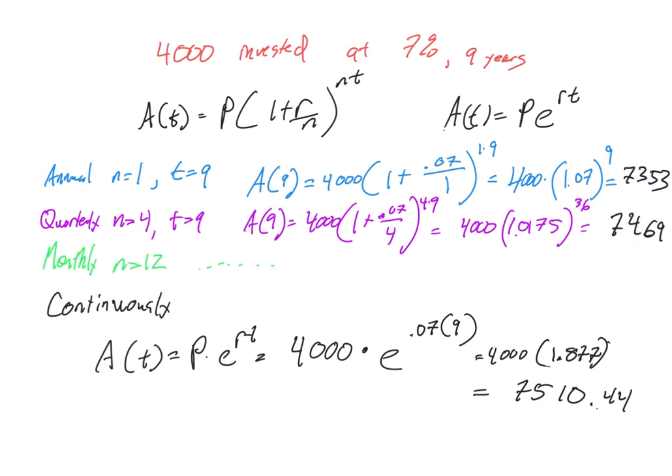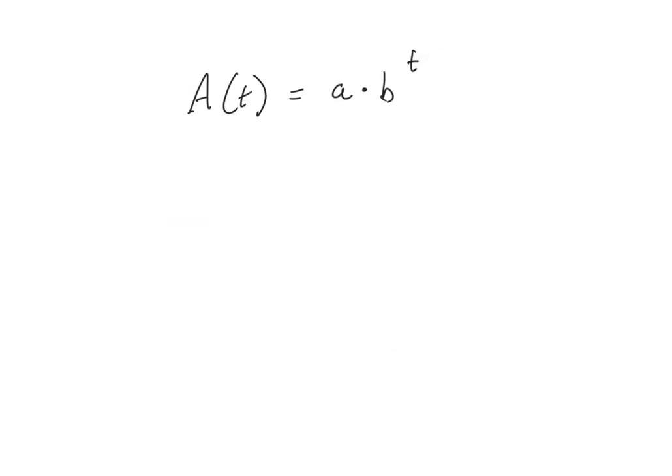And then continuously uses a different function because as n goes up towards infinity, this whole thing approaches E. E is that transcendental number 2.7 and change. So if I do that, I go 4,000 times E to the, now the rate is just the 0.07 times 9. If you do it in your calculators, multiply first, then take E to that power. So E to that is 1.877, times 4,000 is 7,510. You can see that going continuously is obviously the best approach.